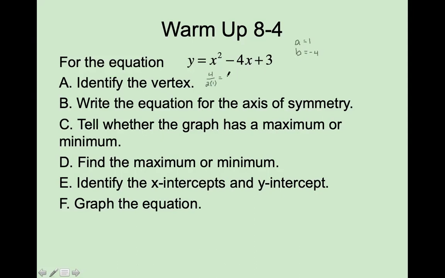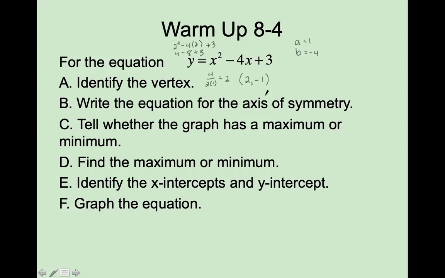So 4 divided by 2 is 2. That's the x coordinate of my vertex. To find the y coordinate, I take 2 and I plug it in place of x here. So I'd have 2 squared minus 4 times 2 plus 3. So 2 squared is 4. 4 times 2 is 8 plus 3. In simplifying that, I get 4 minus 8 is negative 4. Negative 4 plus 3 is negative 1. All right, so that's my vertex.